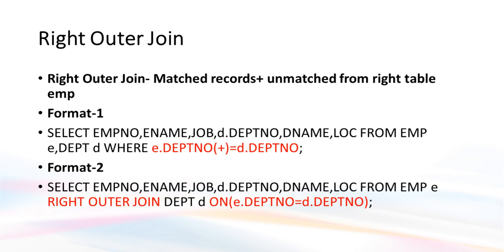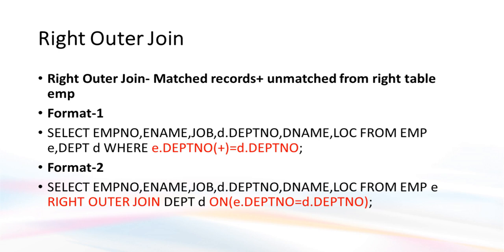Now this will give you the records which are there in the employee table but not there in the department table, and also the common records. Okay, so that is the right outer join. Here the rule is, it will give the matched records plus unmatched from the right table. Matched records means the common records, plus unmatched from the right table. So this is the first format, and it is not generic across all the databases. The second one is generic.